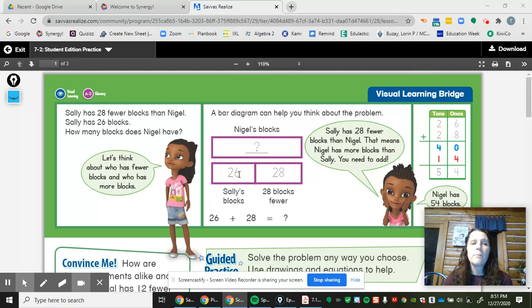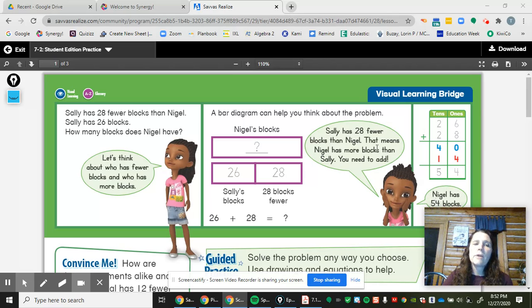And what do you do when you have a part and a part? You add them together. So look what they've done. They've said 26 plus 28 equals question mark. There's our equation. Now they came over here and they stacked it, and they added first the tens. So two tens plus two tens is 40. Then they added the ones. 6 plus 8 is 14. And then they added them together. 0 plus 4 is 4. 4 plus 1 is 5. So Nigel has 54 blocks.